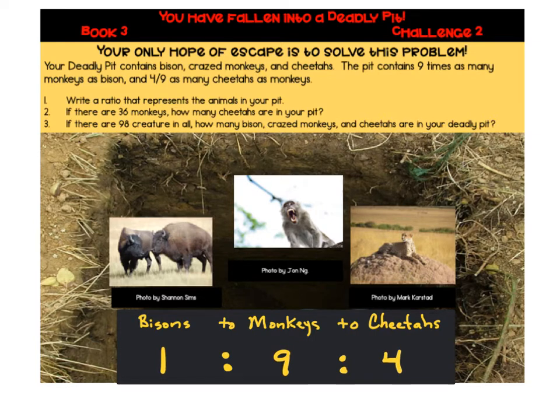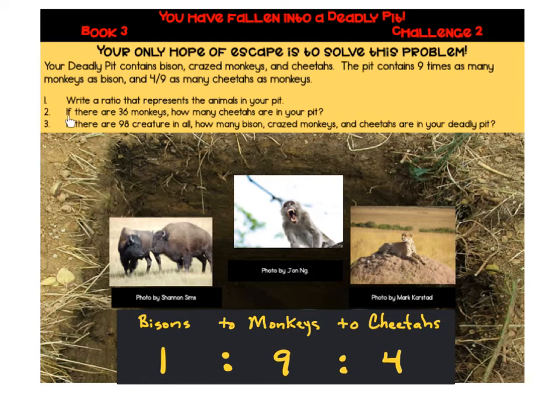So your final representation for the ratio is going to be 1:9:4. Now you could also have the word "to" here, that's fine, but in this case we're going to just put 1:9:4. I'm going to let you pause the video and get this copied, and then we'll move on to number 2 here.